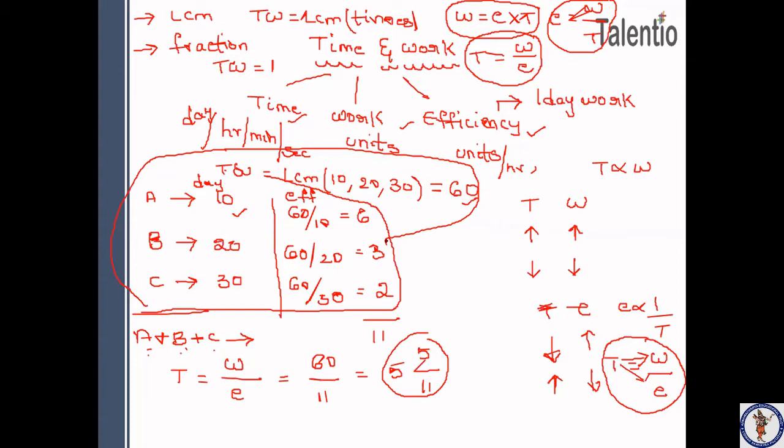In the fraction method, you have to consider 1 in the place of 60. So 1 by 10, 1 by 20, 1 by 30. Now A plus B plus C means 1 by 10 plus 1 by 20 plus 1 by 30. After solving, you will get some answer. Now, time is equal to work 1 by efficiency. This way you will get the answer. Clear? It is the only method of time and work. If you know these relations, it is fine. Please solve some practice questions on time and work.